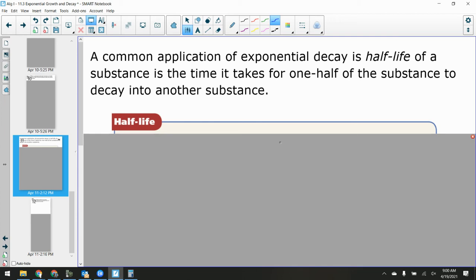All of it. I'll highlight what you need to write out. A common application of exponential decay. Now, half-life. Have you guys studied half-life? Some of you maybe, yes, no. Okay, so half-life is basically this.